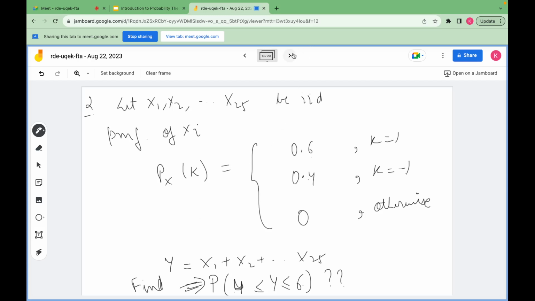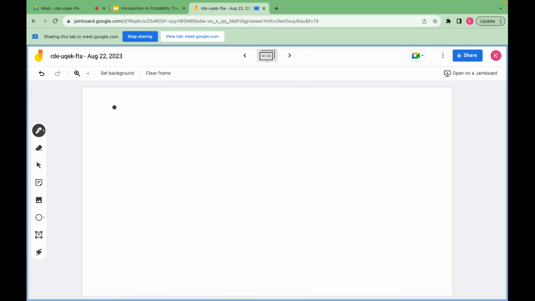So first we will find the expectation of xi. Here you can see that we need to use the central limit theorem, because there is a sum of some random variables. For that we need expectations. So first we will find the expectation of xi.